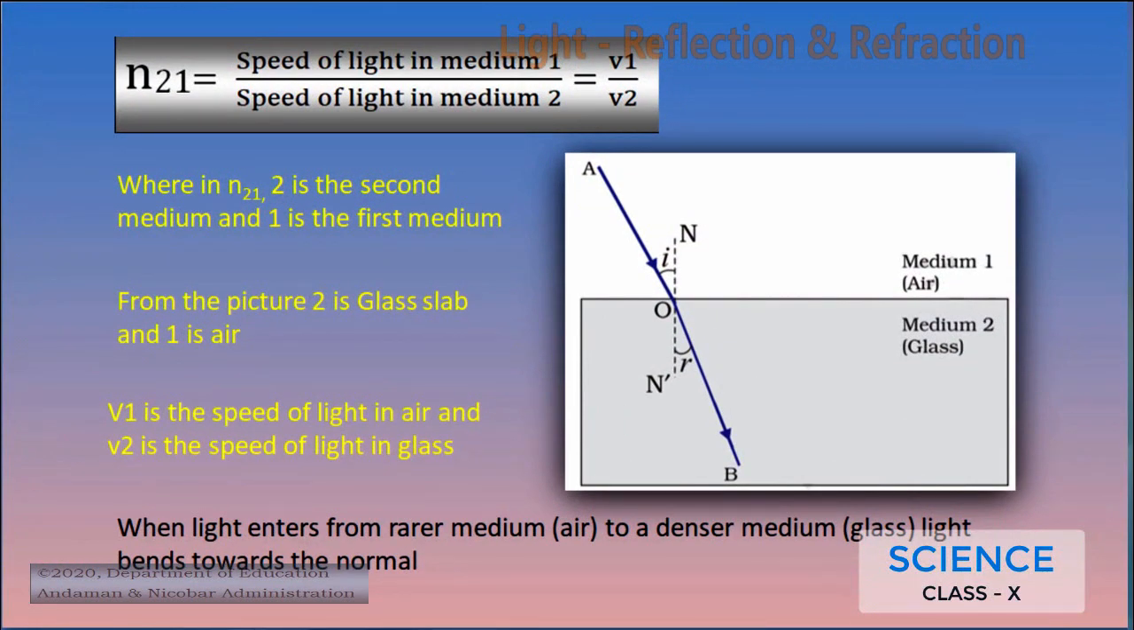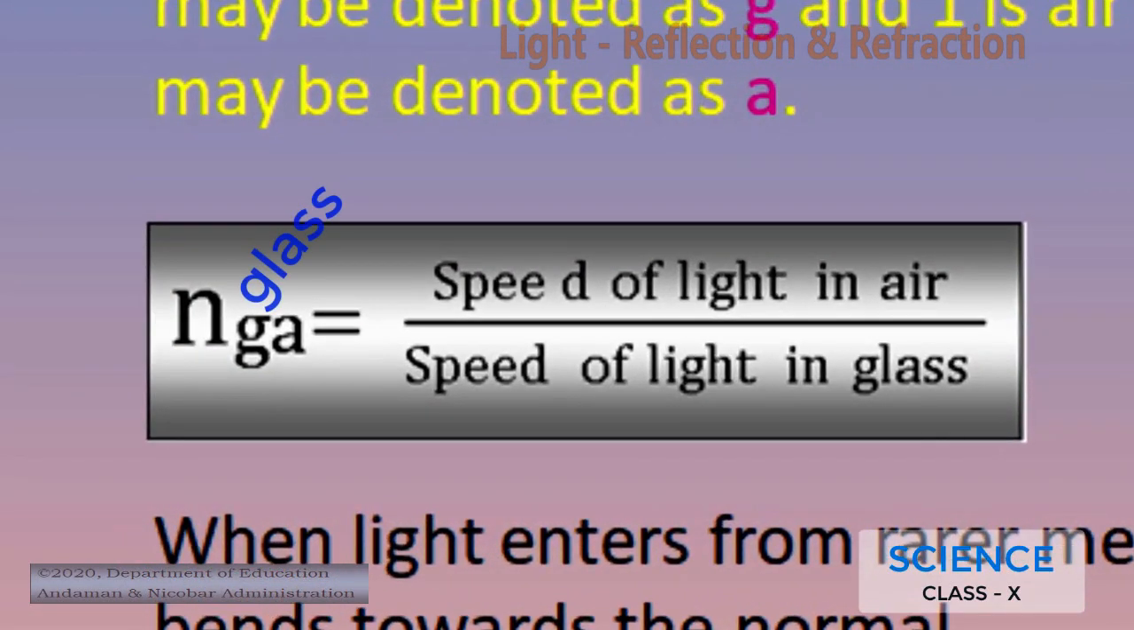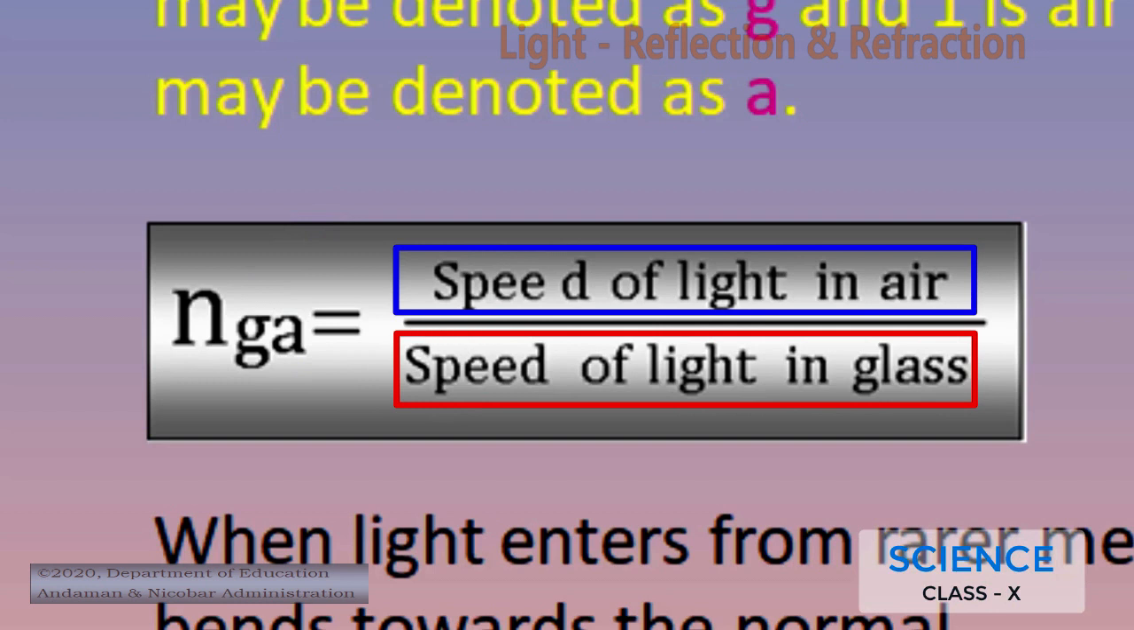So here N21, here 2 is the second medium and 1 is the first medium. So the N21 refers that, for example, if light enters from air to glass, we know that air is a rarer medium and glass is a denser medium. So to find the refractive index of a glass, the expression can be written as NGA. Here G refers to the glass and A refers to air, which is equal to the speed of light in medium 1 divided by speed of light in medium 2, which means speed of light in air divided by speed of light in glass.